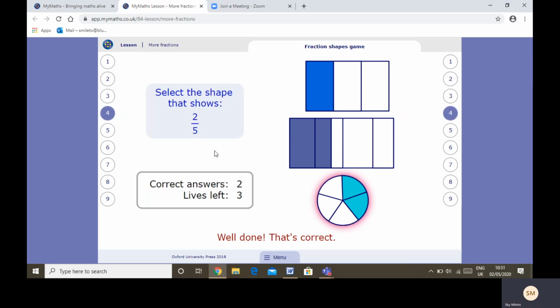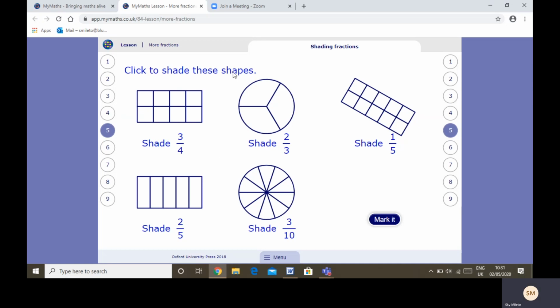Game 5 is to click and shade the shapes. Very simple. We did very, very similar to this in yesterday's work. So here I can see that I've got a circle split into tenths. So I'm going to shade 1, 2, 3. And if you don't believe me that it's in tenths, we can count 1, 2, 3, 4, 5, 6, 7, 8, 9, 10. Probably best to always count first.